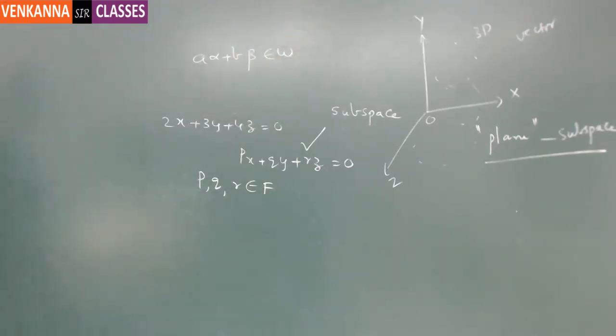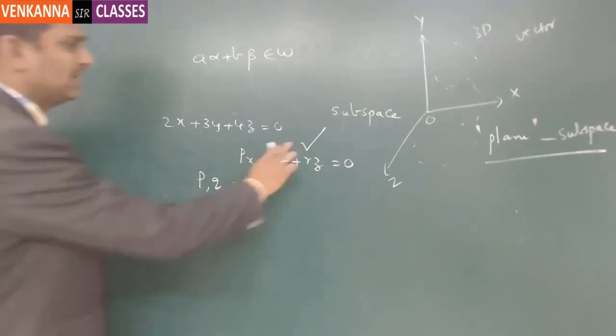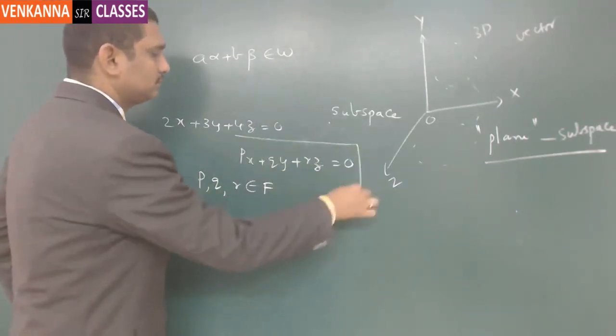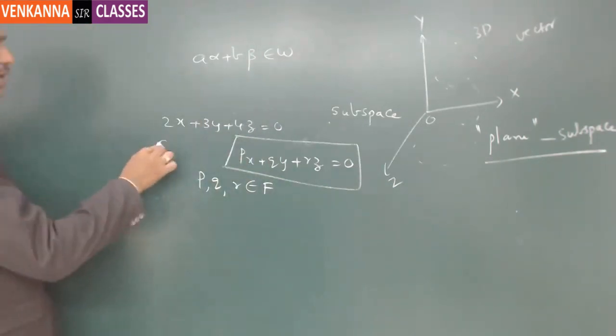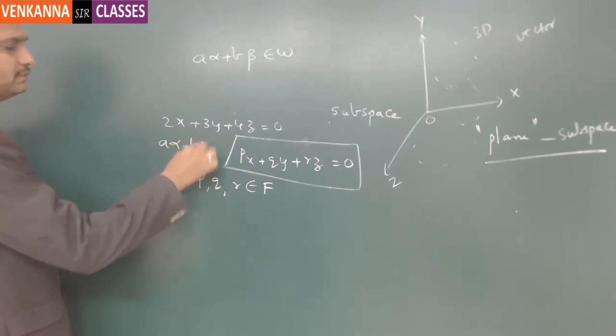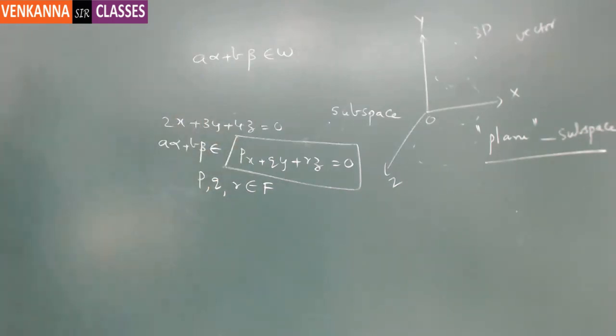A alpha plus B beta must belong to W. It means that if this is W, then A alpha plus B beta must belong to this. So we are going to prove that A alpha plus B beta must belong to that plane.